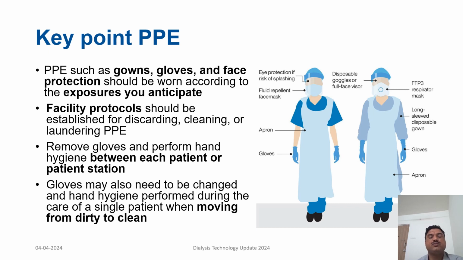One must remember that PPE such as gown, gloves and face protection should be worn according to the exposure a person anticipates and the kind of infection, and facility protocols should be established for discarding, cleaning and laundering the personal protective equipment. Removing gloves and performing hand hygiene between each patient and between each patient station is very important, and one must change the gloves whenever they are going to perform a procedure which moves from a dirty to a clean area.